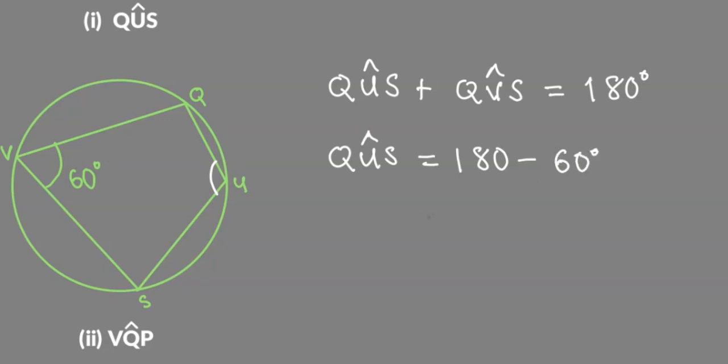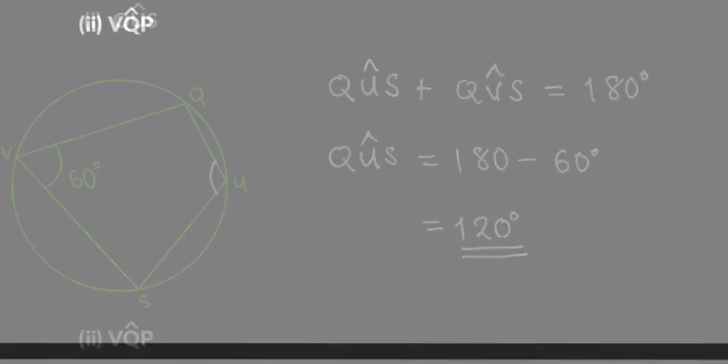This was a paper 2 question, so there's no problem if you use the calculator, but you can also do these calculations usually just with your mental math skills. 18 minus 6 is going to give us 12, and then we have a 0 there, which gives us 120 degrees. This is the value of QUS. Next, we want to find the value of VQP.